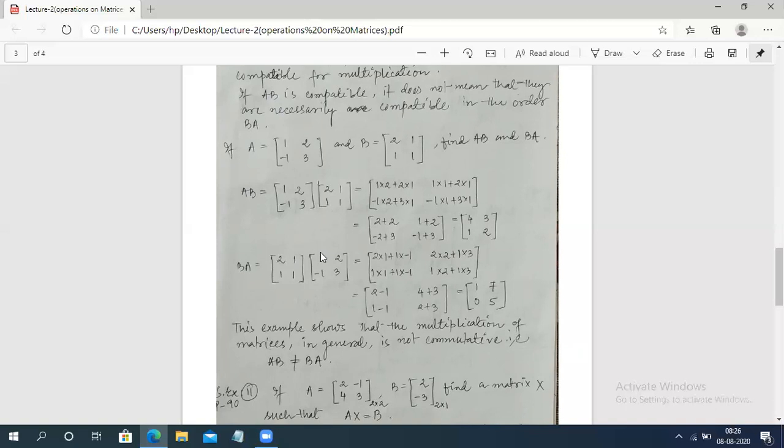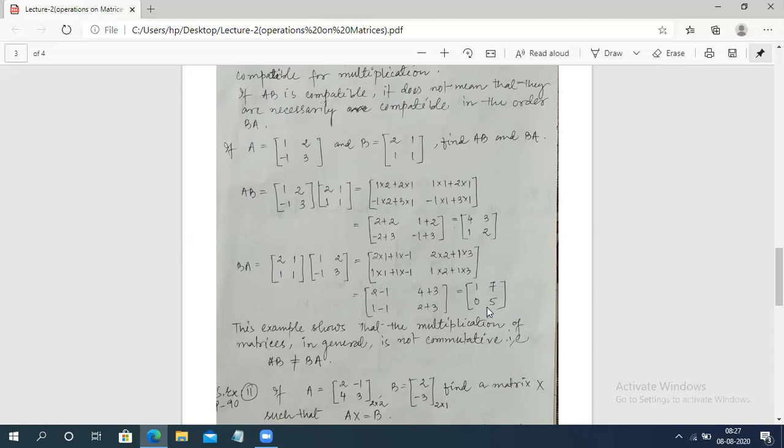First row with first column, then first row with second column. First row with first column, that is 2 into 1 plus 1 into minus 1, and then 2 into 2 plus 1 into minus 3. So we are getting the first row complete. Now come to the second row. Second row with each column, that is 1 into 1 plus 1 into minus 1, and then 1 into 2 plus 1 into 3. So we are getting the resultant matrix, and that matrix is 1705.